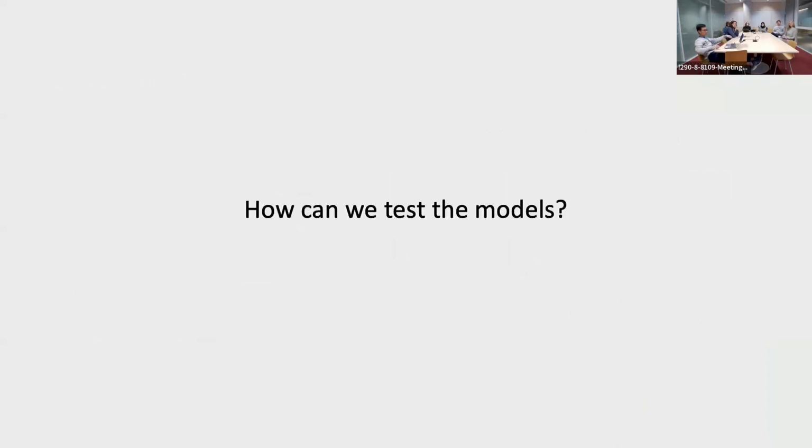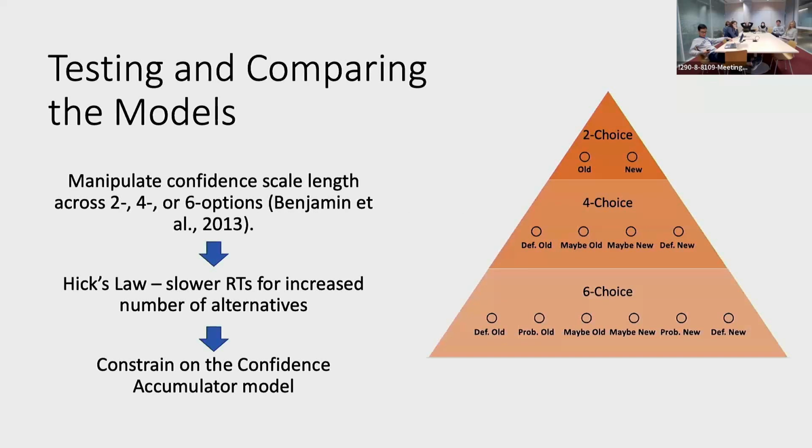Now we know how we can construct different models based on different confidence combinations. The next question is, how can we test and compare the models? Can we put some constraint on one of them and see if their performance differs? Remember, we have this confidence accumulator model that treats confidence essentially as a multi-alternative decision, right? So the classic way to constrain a multi-alternative decision-making model is to manipulate the number of decision alternatives. Here we do something very similar.